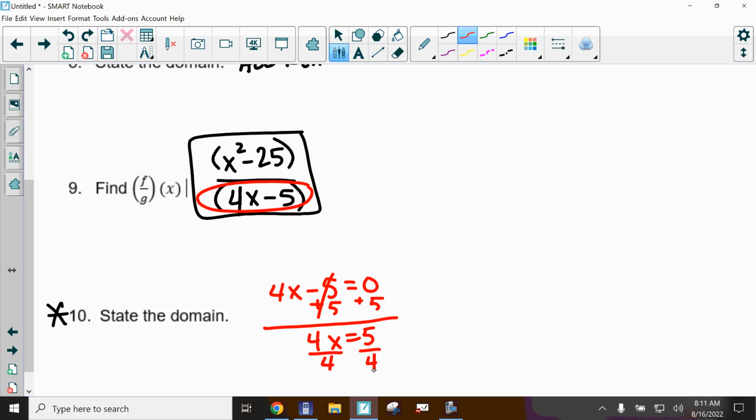So for the domain, usually it is going to be all reals, except in this case. We found that x is not allowed to be 5 over 4. So it's going to be all reals, except x cannot equal 5 over 4.